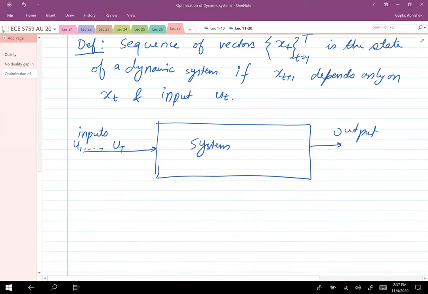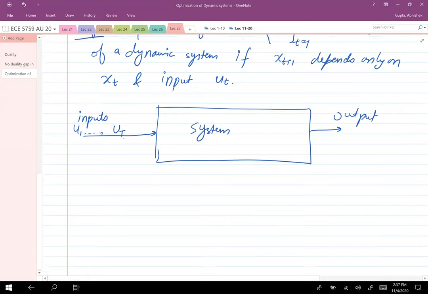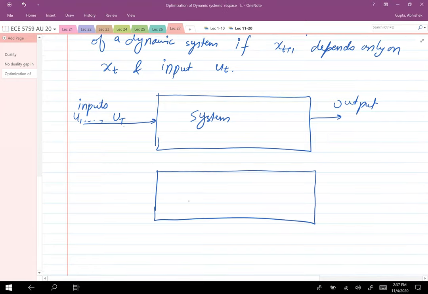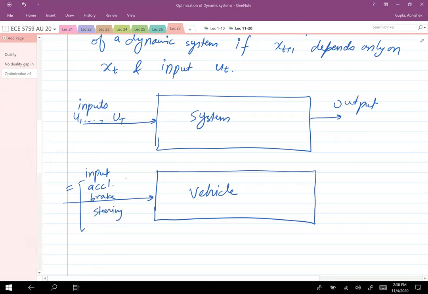Now let's look at a specific example of a dynamic system, which would be a vehicle. The inputs would be accelerator and brake. Typically these are the two inputs. Well, actually there is steering as well, so let me add steering. So we have three inputs here: accelerator, brake, and steering. At every point of time t, I am going to either press the accelerator or press the brake, and at the same time, I may be steering the vehicle left or right, or just keeping it steady. So that's the set of inputs that I'm applying over a period of time.